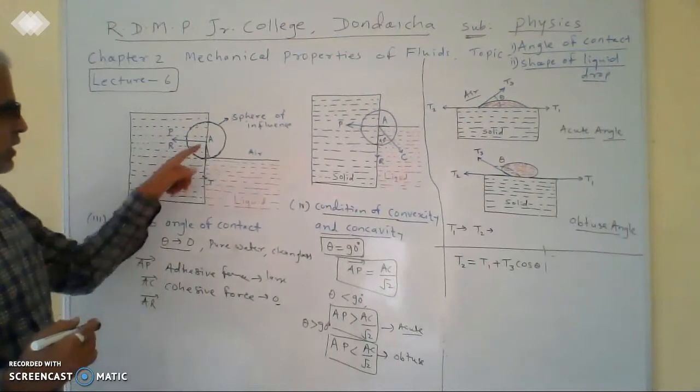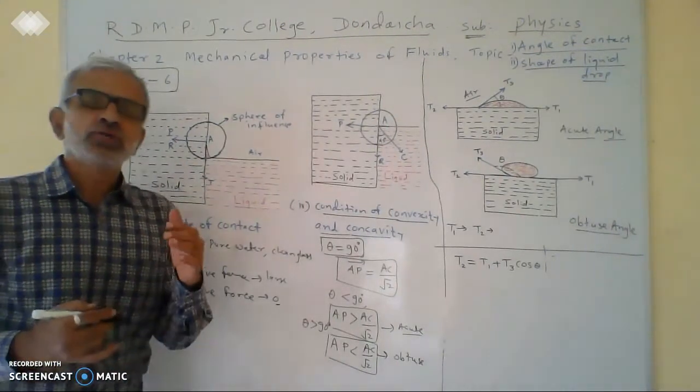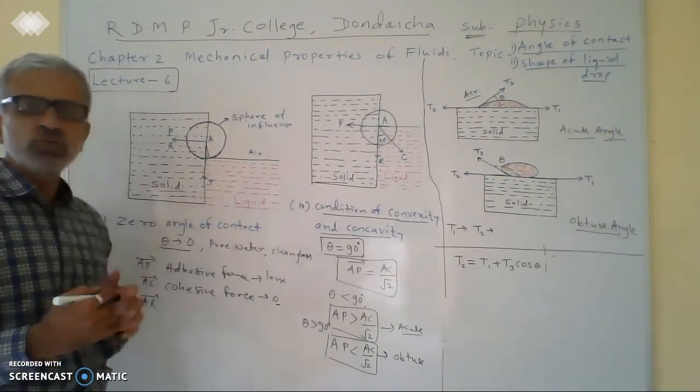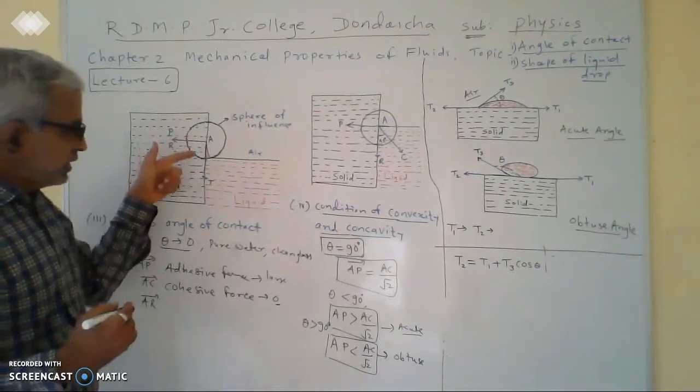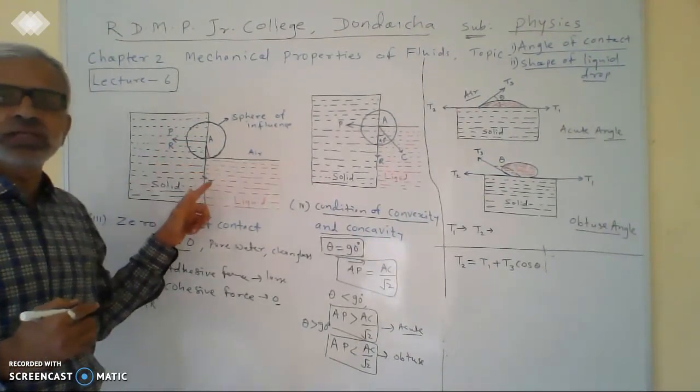The resultant of vector AP and vector AC is vector AR. It will lie on vector AP, and to make this resultant vector AR perpendicular to the tangent, this tangent lies on the surface, solid surface inside the liquid.